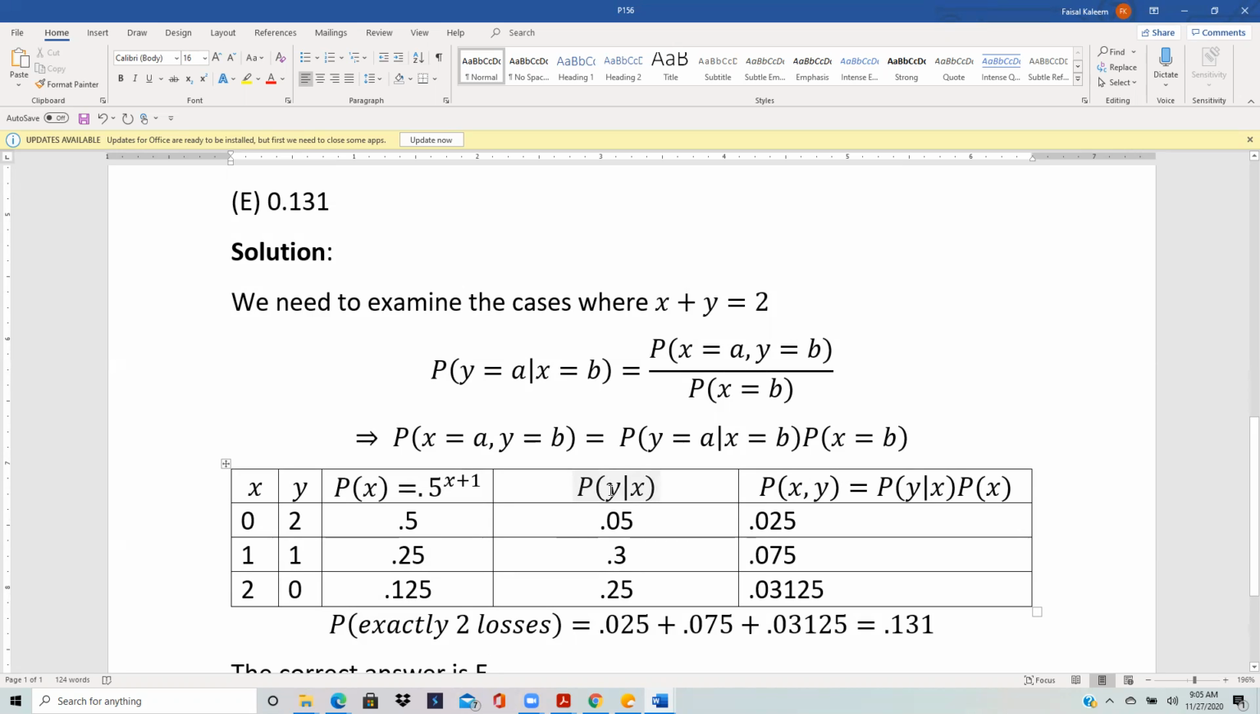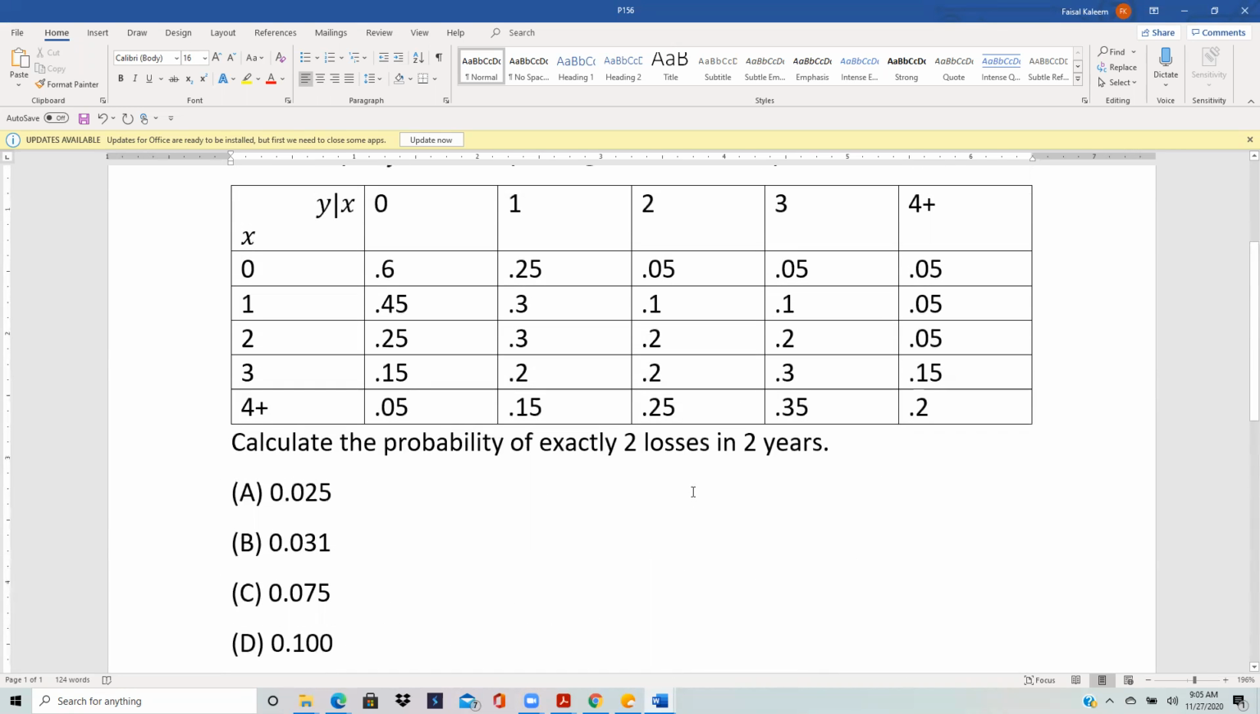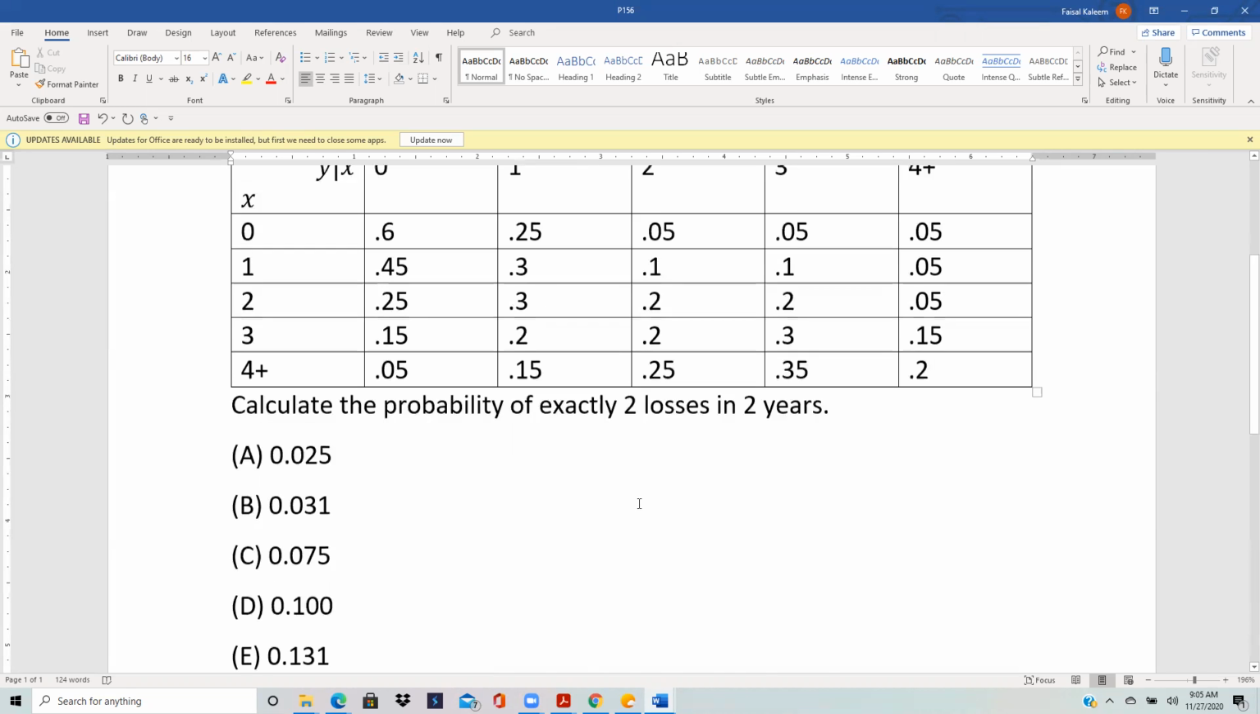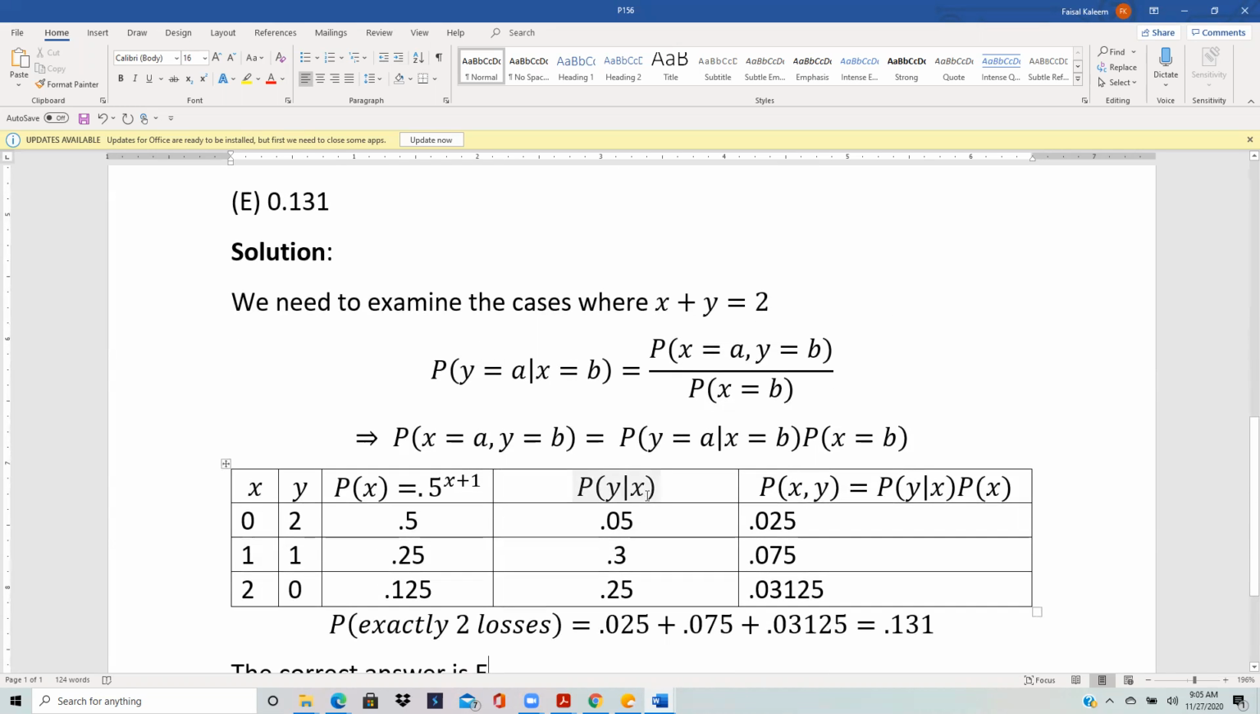And the probability of Y given X will be read the way I showed earlier. So in this entry, we will have probability 2 for Y given 0 for X. So it will be read like this: 2 for Y given 0 for X. So that would be 0.05. And then this last one is the multiplication of these two, which gives us the probability of X, Y. So you multiply 0.5 and 0.05.